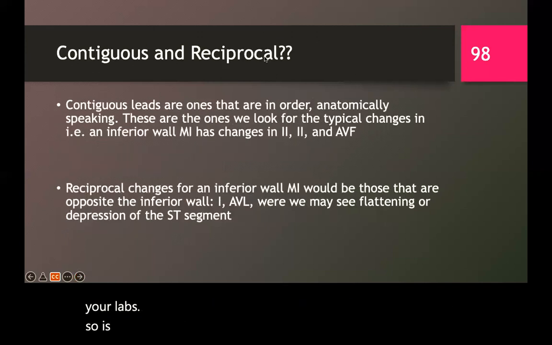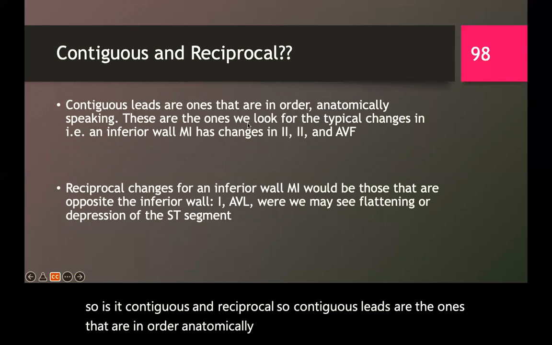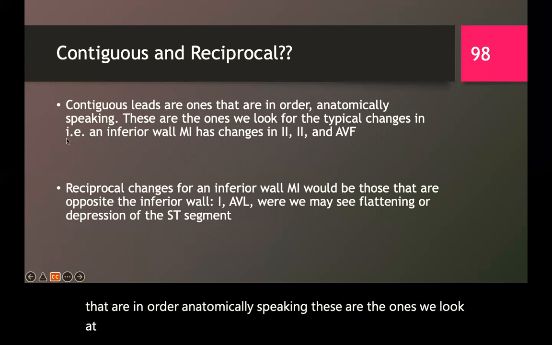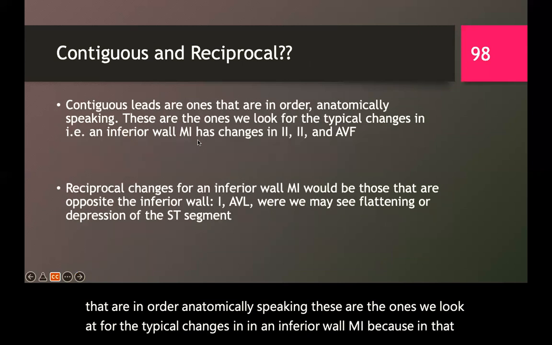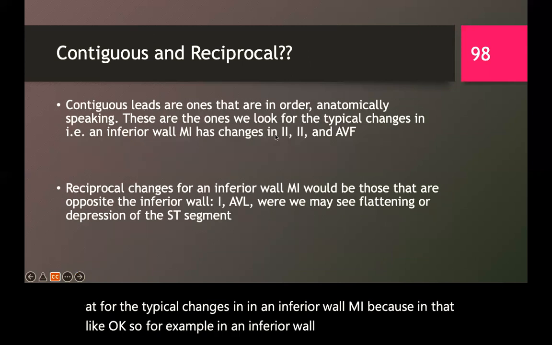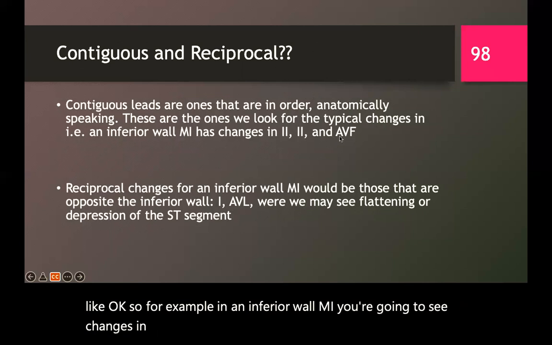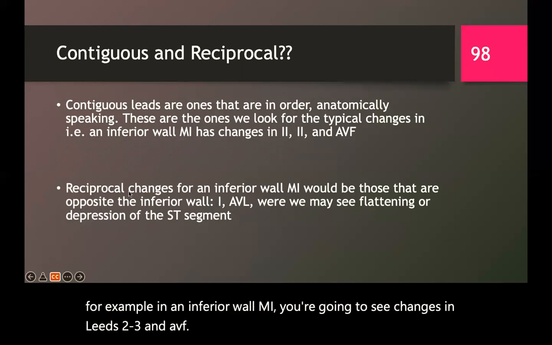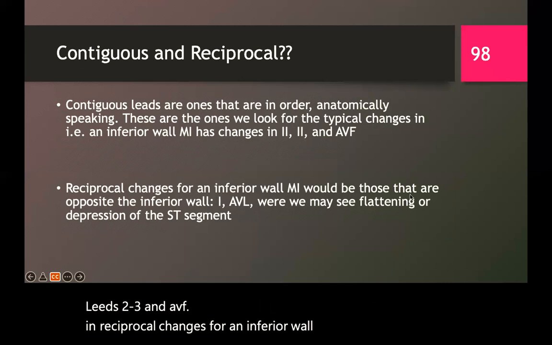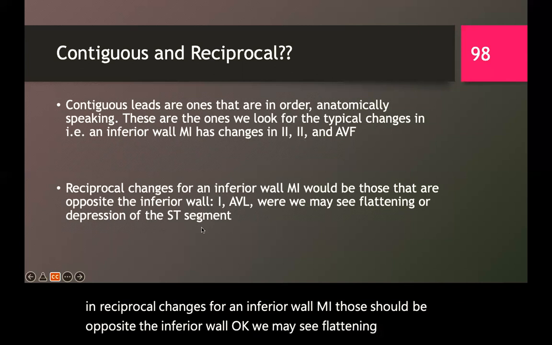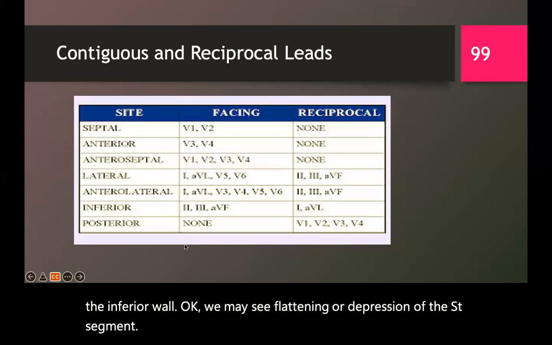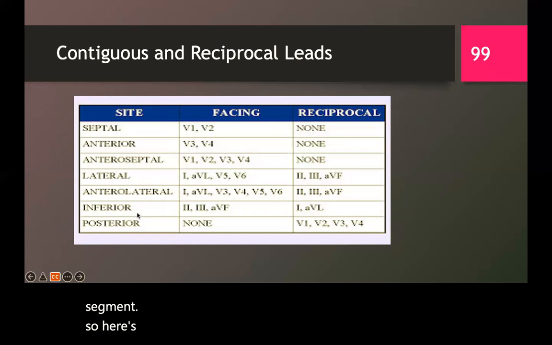So is it contiguous and reciprocal? So contiguous leads are the ones that are in order, anatomically speaking. These are the ones we look at for the typical changes in an inferior wall MI. So for example, in an inferior wall MI, you're going to see changes in leads 2, 3, and AVF. In reciprocal changes for an inferior wall MI, those should be opposite the inferior wall. Okay, we may see flattening or depression of the ST segment. So here's your site, what you're facing and what is reciprocal.